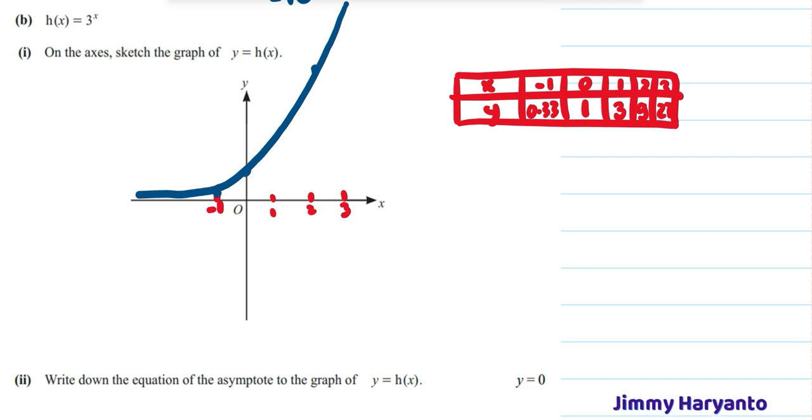Okay. Next is write down the asymptotes. An asymptote means the line that is very close to the curve but never touches the curve. That means this one, and the equation is y equals 0. Remember, when you have a horizontal line, the equation will be y equals a number.